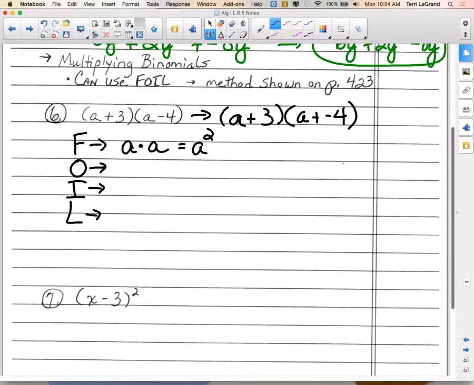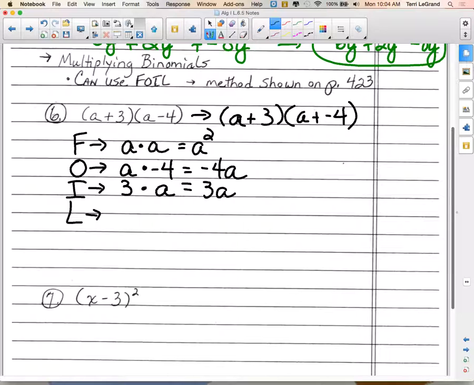What would be our multiplication for the O step? Lindsay? A times negative 4, the outside terms. And what is that? Negative 4A. What would the I step's multiplication be, Elizabeth? 3 times A. And that product is 3A.